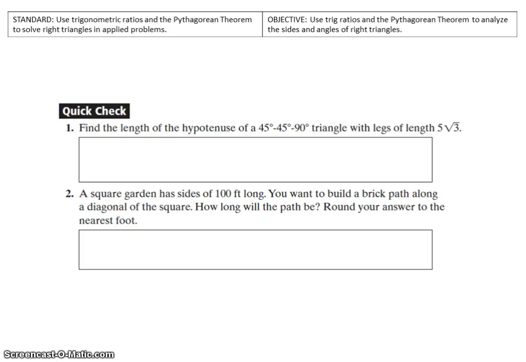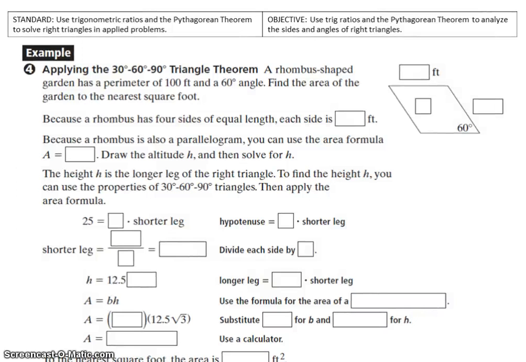Ordinarily, I'd have you do the quick check right now, but I'm just going to leave that for a minute and come back to it later, so I'll have the answers to that at the end of the video. So we want to apply the 30-60-90 triangle theorem.